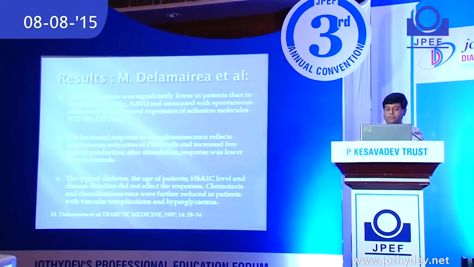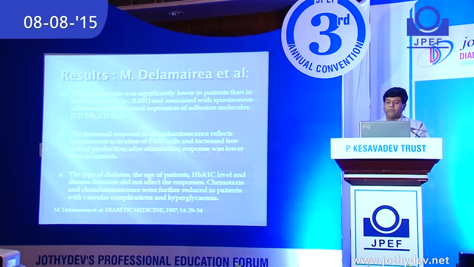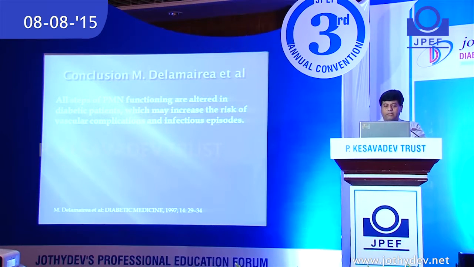At the same time, it was seen that increased response to chemiluminescence reflects spontaneous activation of the polymorph cells and increased free radical production after stimulation. The response was lower than in the healthy controls. Type of diabetes, age of the patients, HbA1c level, and disease duration did not affect the response. Chemotaxis and chemiluminescence were further reduced in patients with vascular complications and hyperglycemia. So the study concluded that all steps of polymorphonuclear cell functioning are altered in diabetic individuals, whether controlled or uncontrolled, and this may increase the risk of vascular complications and infectious episodes.